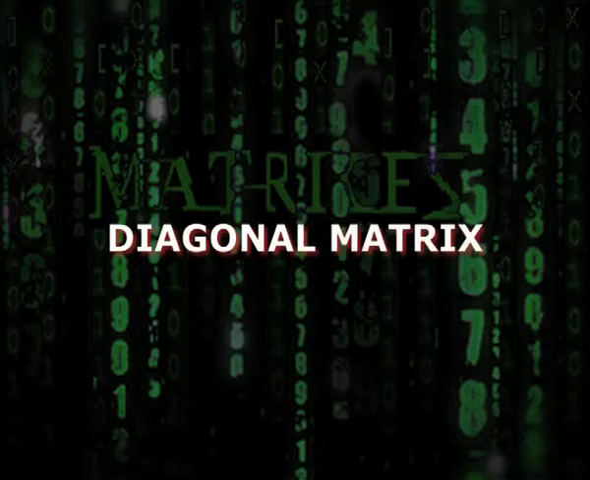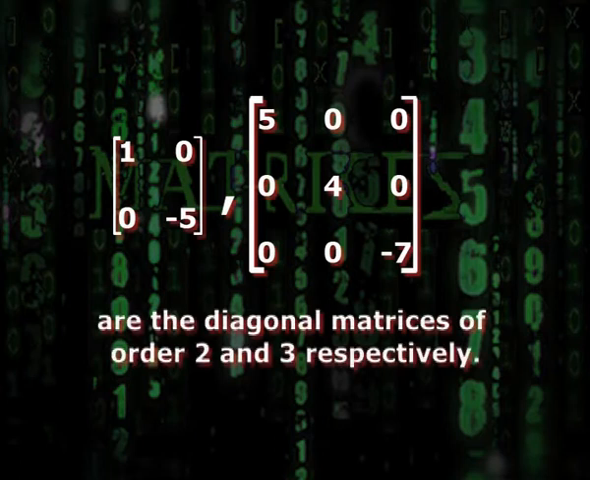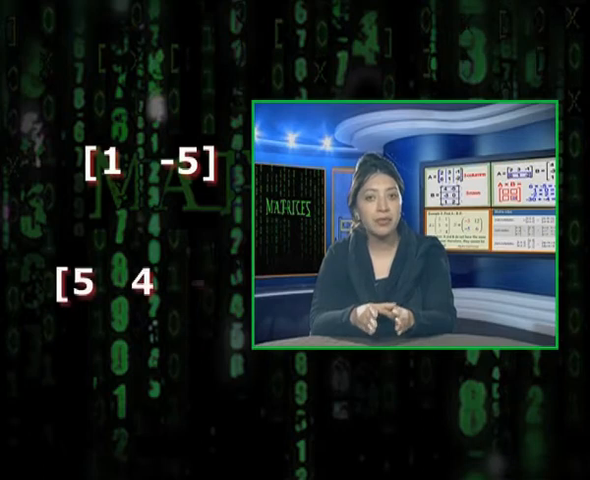Now let's see what is a diagonal matrix. A square matrix in which every non-diagonal element is zero and which has non-zero elements in the principal diagonal is called a diagonal matrix. For example, these diagonal matrices may also be expressed as just a row matrix. You can put the elements as 1, minus 5, and in a row matrix with one row and three columns, you can put the elements like 5, 4, and minus 7. So this is how a diagonal matrix can also be represented.